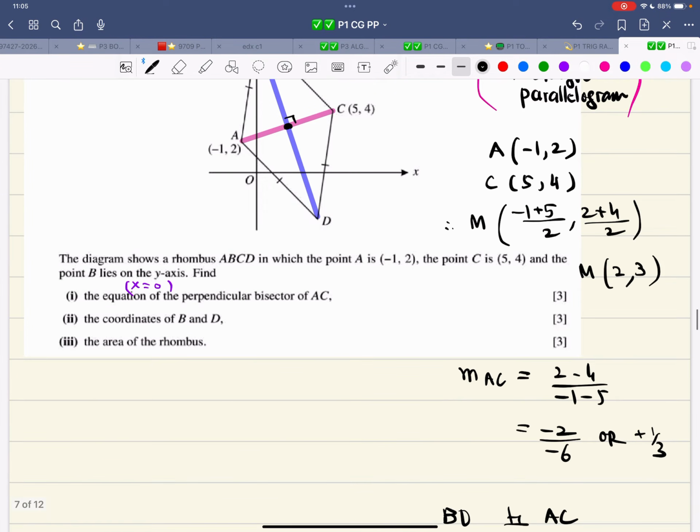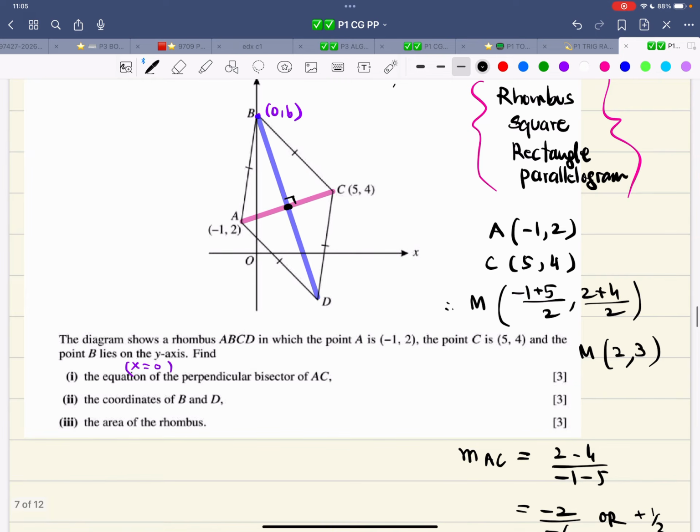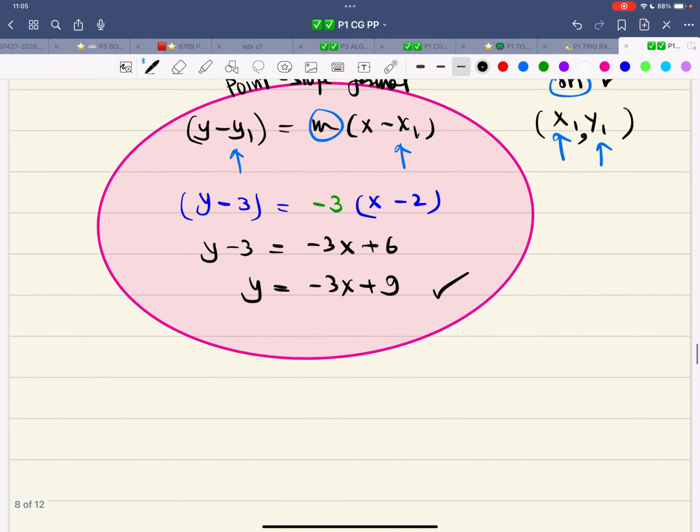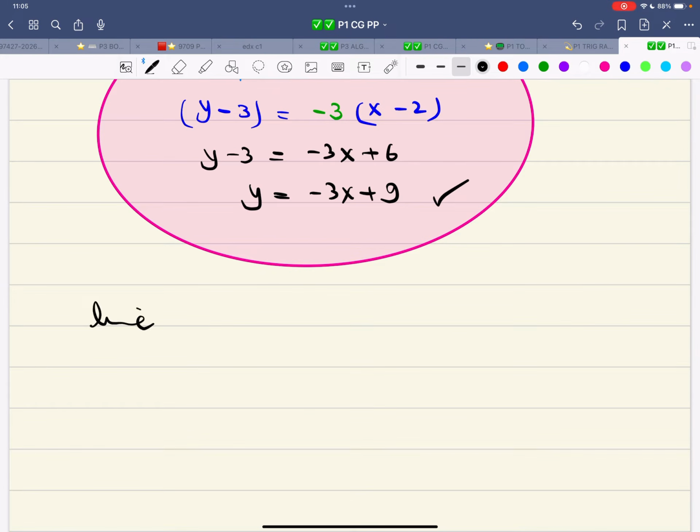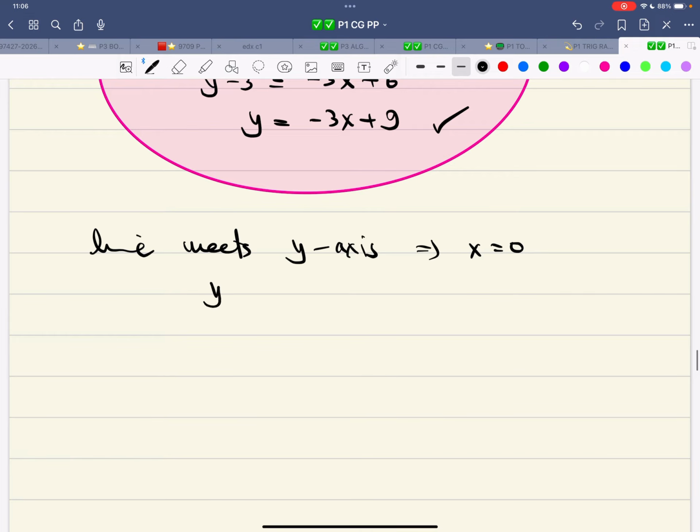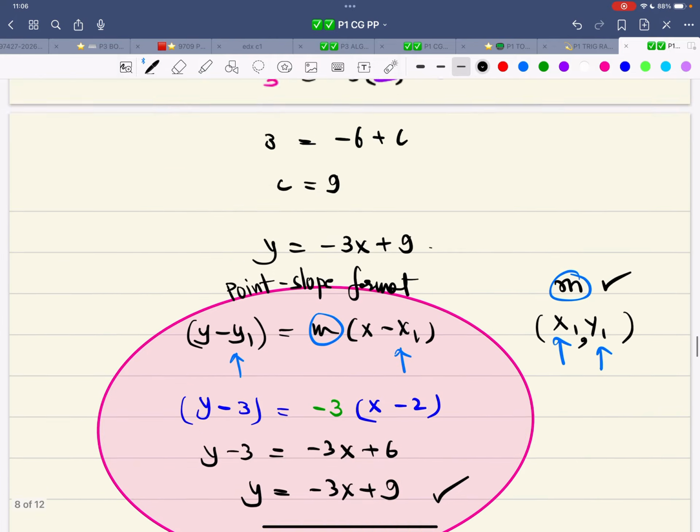So now this thing is done. Find the coordinates of B and D. Now B is very simple. The line meets the y-axis. Therefore, x is 0, and y equals negative 3x plus 9. y equals 0 plus 9. Therefore, y comes out to be 9. Therefore, the coordinates of B are (0, 9).